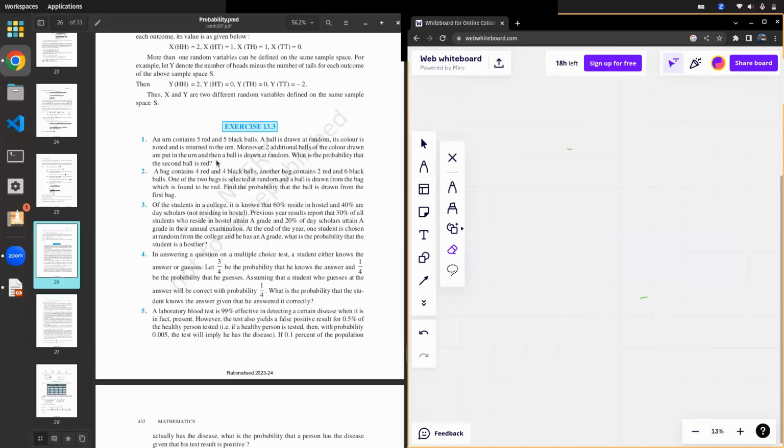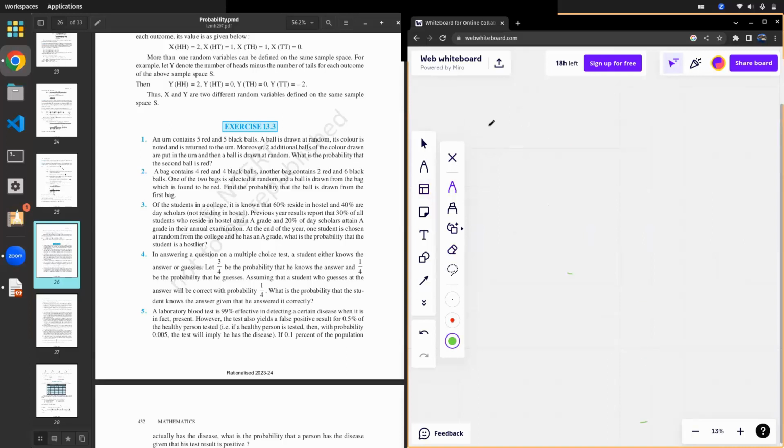Moreover, two additional balls of the same color are put in the bag, and then a ball is drawn at random. What is the probability that the second ball is red? So we have to do this using the total probability theorem.